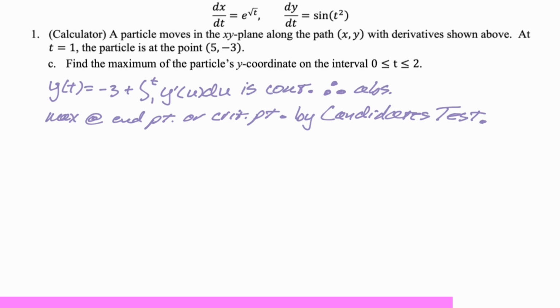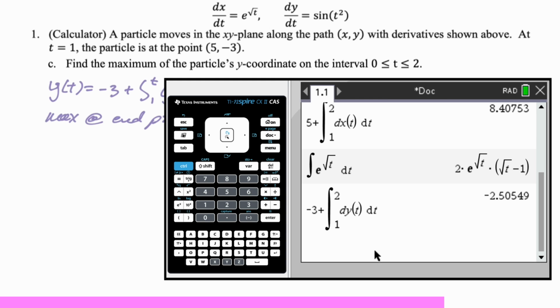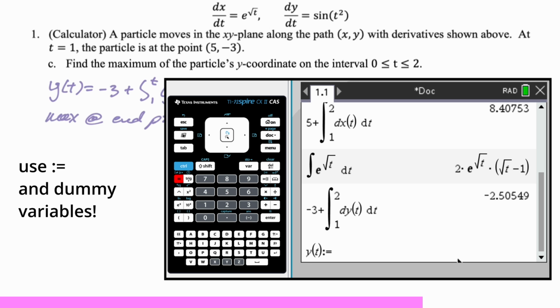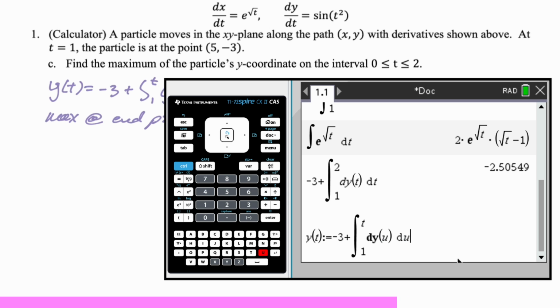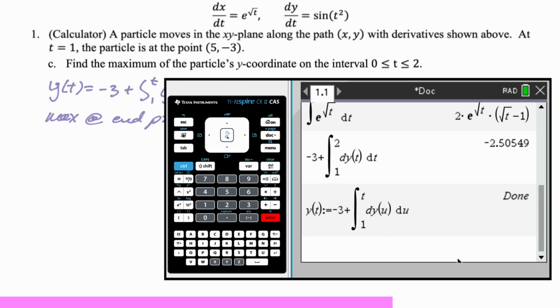That's going to require the calculator. Let's see what that is. The calculator work here for part C. What I'm going to do first is define y of t. So I'm just going to say y of t, then colon equals, and just define it. I mean, we basically have it up here. I'm going to paste that down and just change this to a t and then change these to dummy variables. So I'm going to use u, I guess. Okay, so now I have that set up.